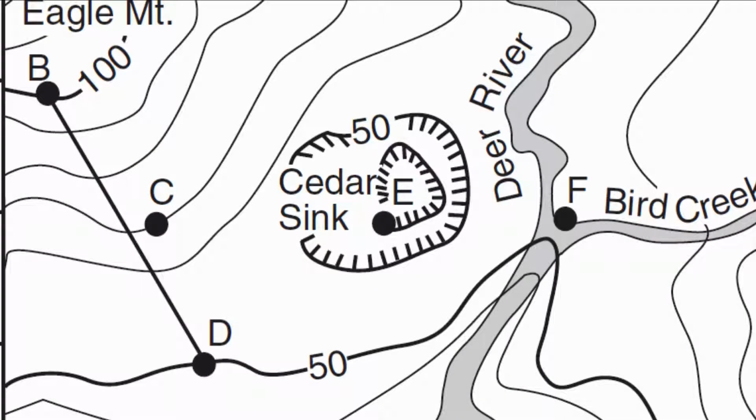The first hachure line is always going to be equal to the elevation of the recently passed contour line. That sounds really confusing. That just means if you look for the nearest contour line that you just crossed, it's going to be the same elevation. So in this case, it's 50 because I crossed 50 to get to Cedar Sink. So when I start to decrease in elevation, I start at 50.